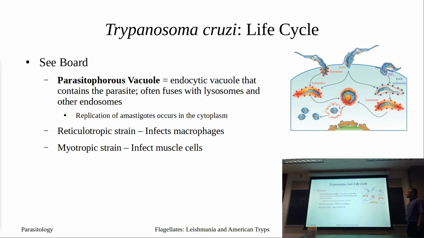All right, so here we've got just a general diagram to show some of the different ways that you can get to this. You can have a lysosome initially take it in, or you can have an endosome and then fuse it with lysosomes to produce this. And what you get is transformation to the amastigote stage. The amastigote is going to replicate inside the cell itself. It's going to replicate and then cause that cell, that macrophage, to burst, or lymphoid cells, possibly. As we said, the reticulotropic strain is basically going to stay right with our macrophages. The myotropic strain will infect our muscle cells.